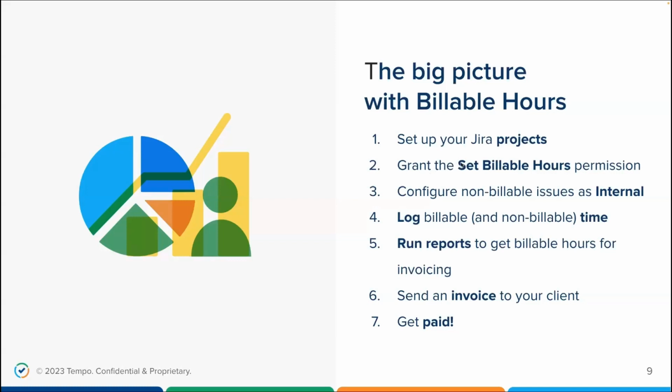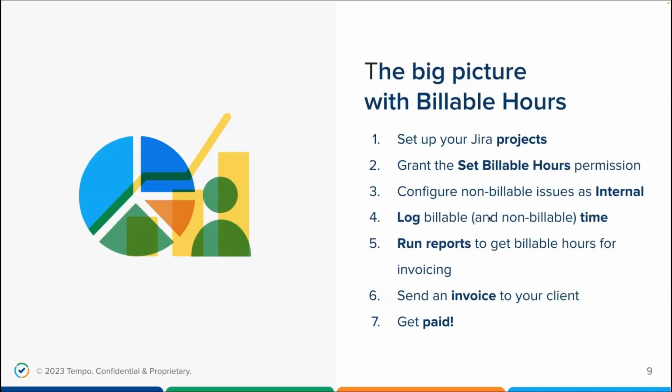So for these projects, the Jira admin grants the set billable hours permission to the employees who are logging their time on this contract. And this permission is what makes the billable hours field magically appear for these employees. So it's a really important step. Then afterwards, the Tempo admin can configure non-billable issues as internal issues. You'll see if that works for you.